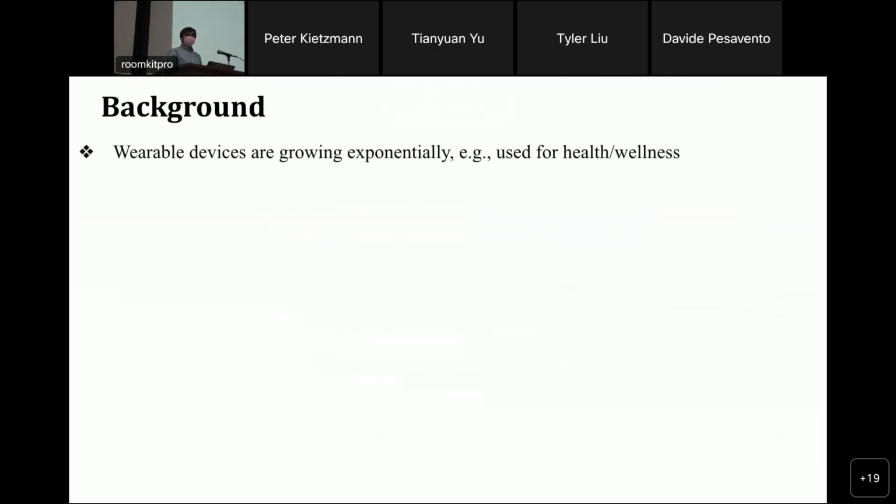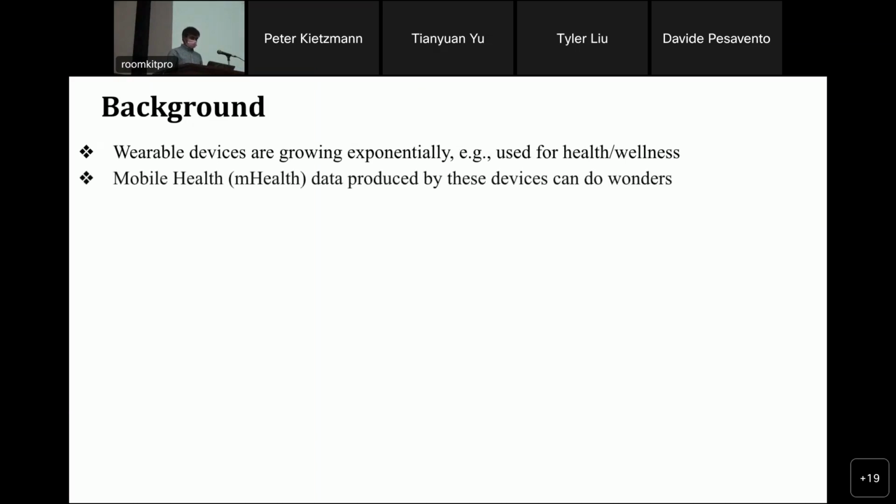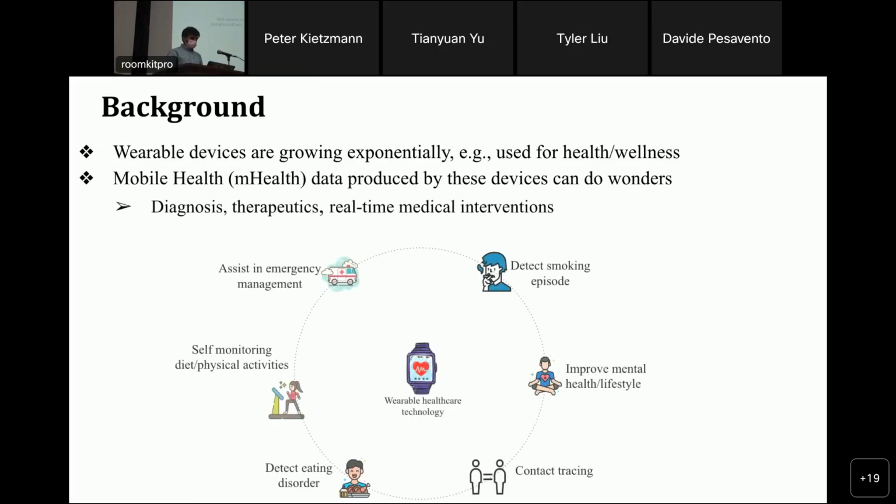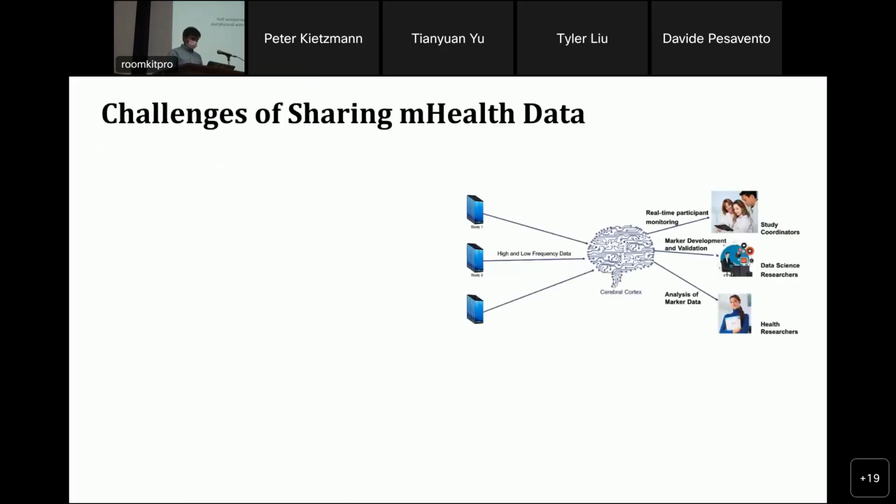So wearable devices are growing exponentially. They're extensively used for mHealth and wellness and all that. And they're expected to grow even more in the future. The data produced by these devices can enable a lot: diagnostics, therapeutics, real-time medical intervention, and many more.